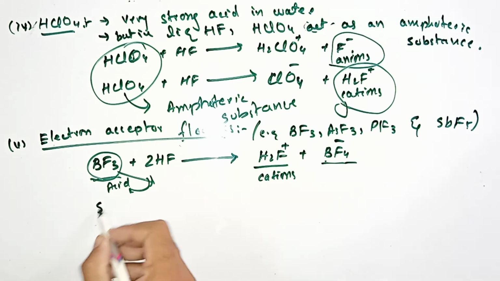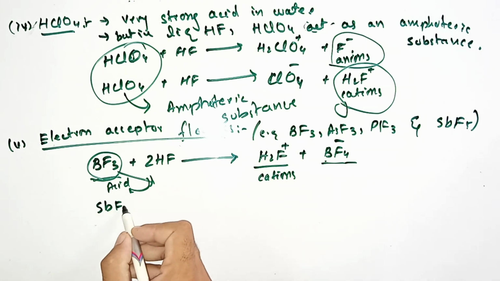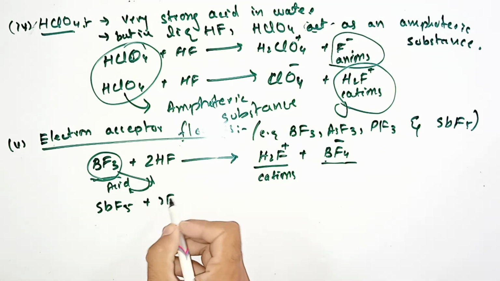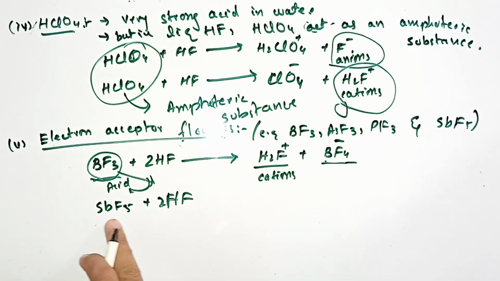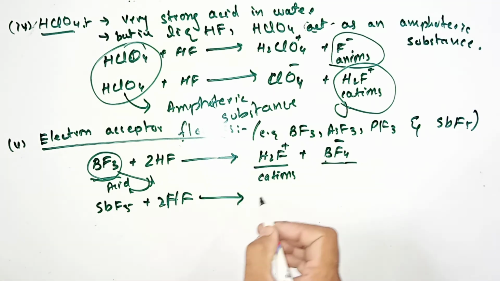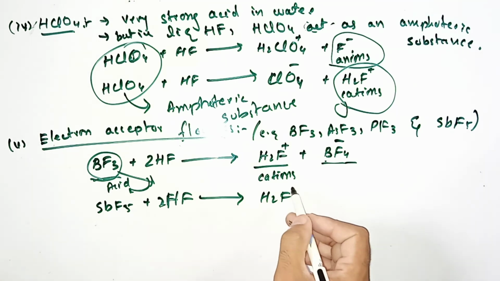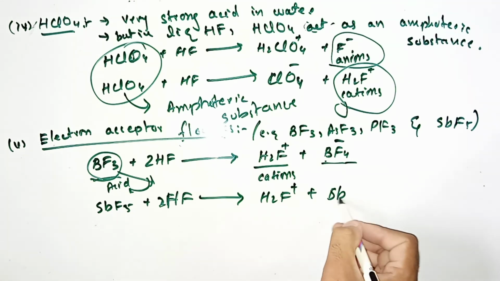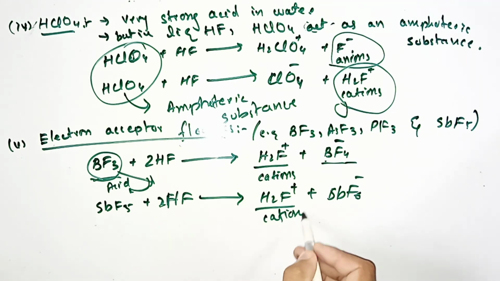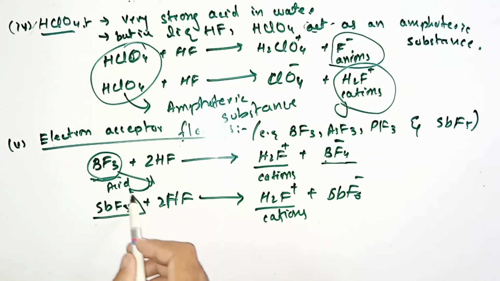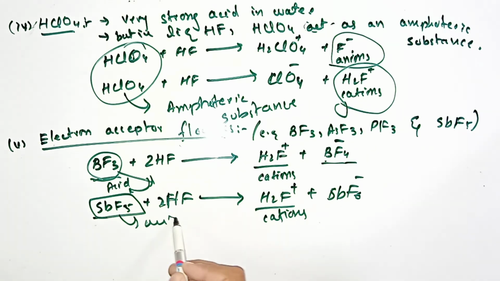Similarly, for another example, that is SbF5. When you add SbF5 in HF solvent, it will produce H2F positive plus SbF6 negative. So this is also the cation of the solvent. So according to the solvent concepts of acid and base, SbF5 will act as an acid. So these are the general characteristics of the HF solvent. I hope these are all cleared.